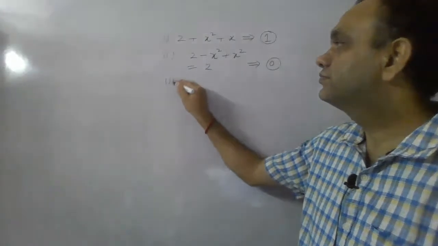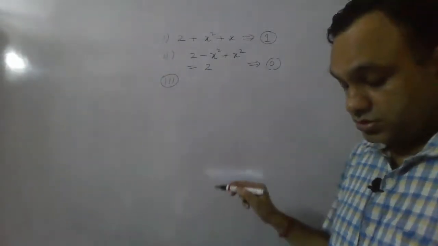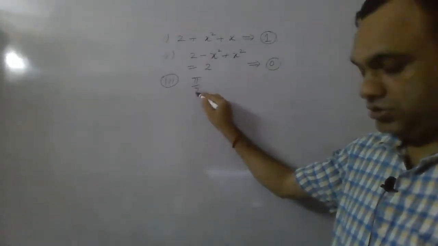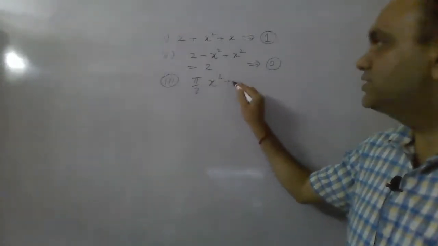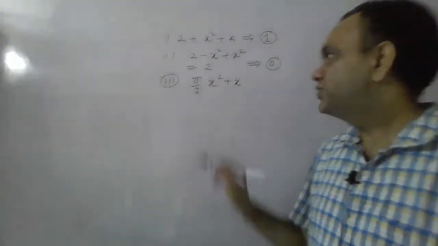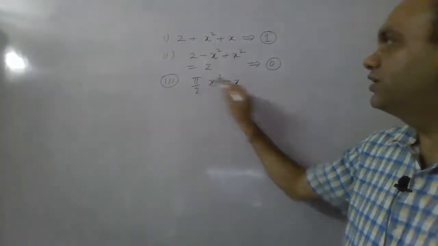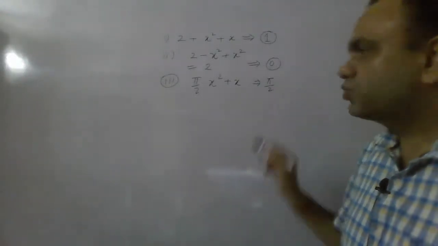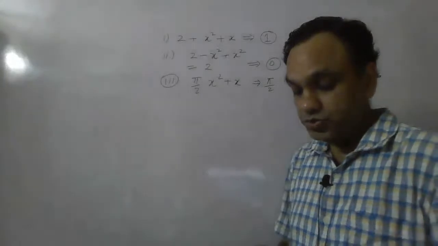Third, pi by 2 x square plus x. So here the coefficient which is multiplied with x square, that is pi by 2. So we can say the coefficient of x square is pi by 2.